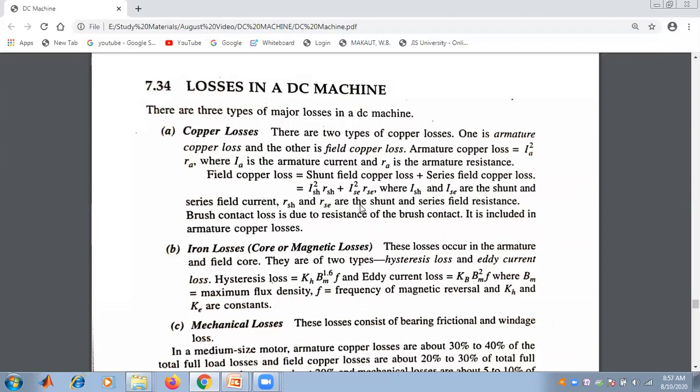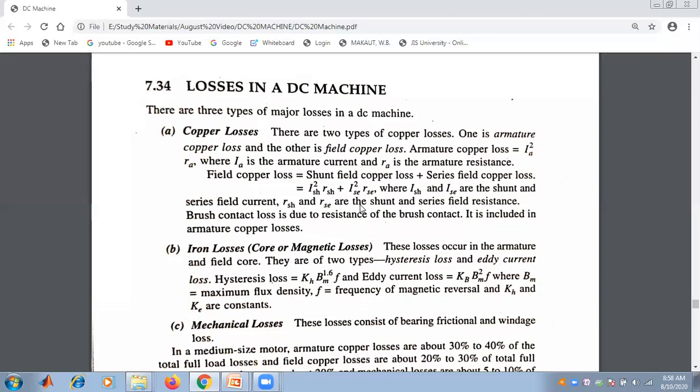So there are two types of copper losses. One is armature copper loss and another is field copper loss. The armature copper loss can be given as Ia square Ra, where Ia is the armature current and Ra is the armature resistance. And the field copper loss is the shunt field copper loss plus series field copper loss.